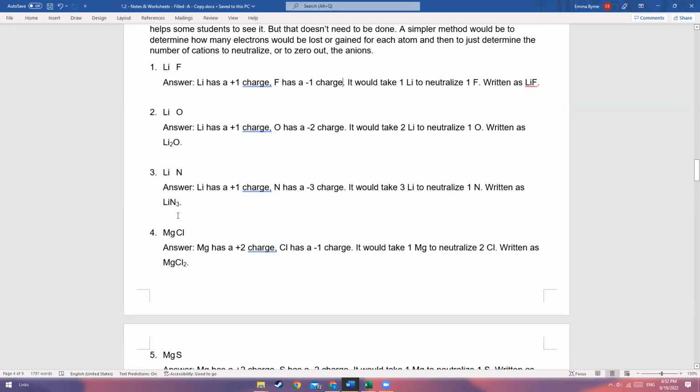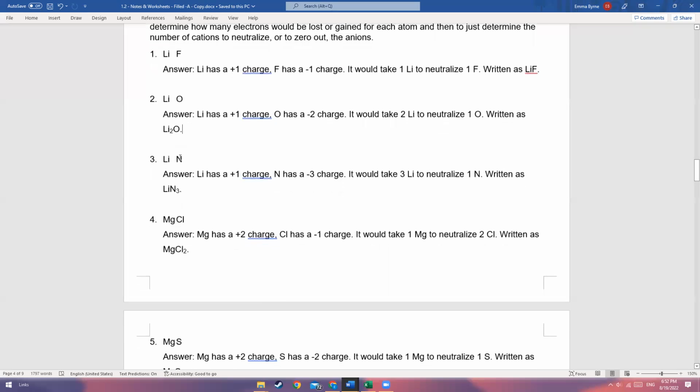Now moving on for the sake of the video, lithium in the second problem, right? We've got a +1 charge. Oxygen has a -2 charge if it's taking on 2 electrons. How many +1s do we need to cancel out -2? 2, right? So we've got Li subscript 2, oxygen. And of course, we have the cation, or the positive, listed before the anion, which is the negative atom.